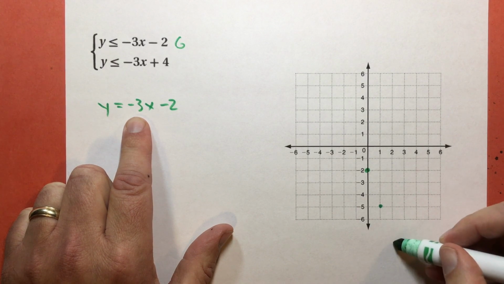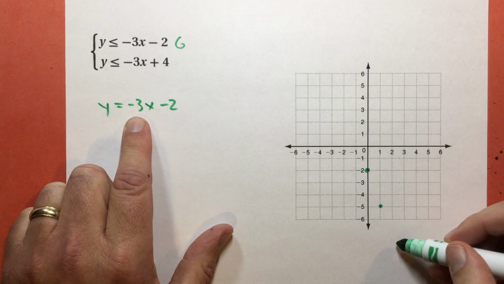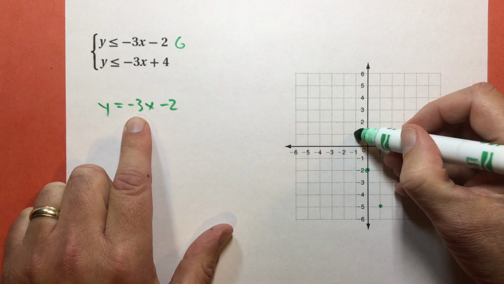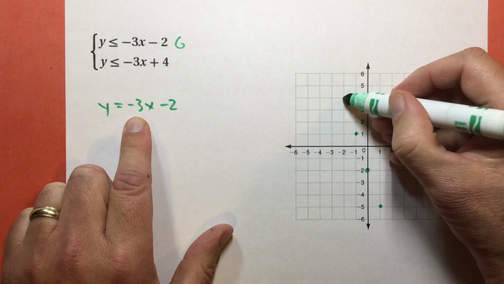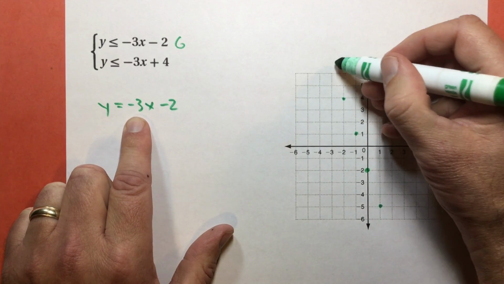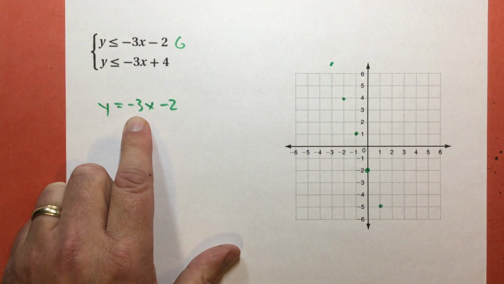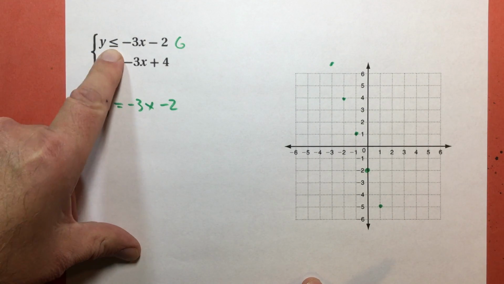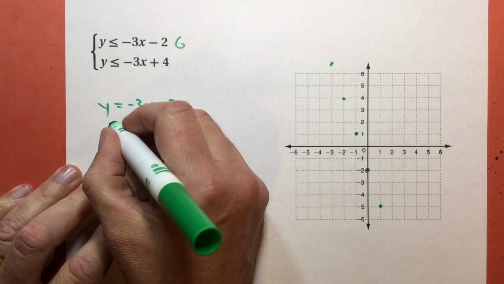The next one's going to be down here someplace. So let's turn it around. It also tells me to go up and to the left: 1, 2, 3, left 1. So it's going to be about right there. Both of these have the equals part, so both of these are going to be solid.